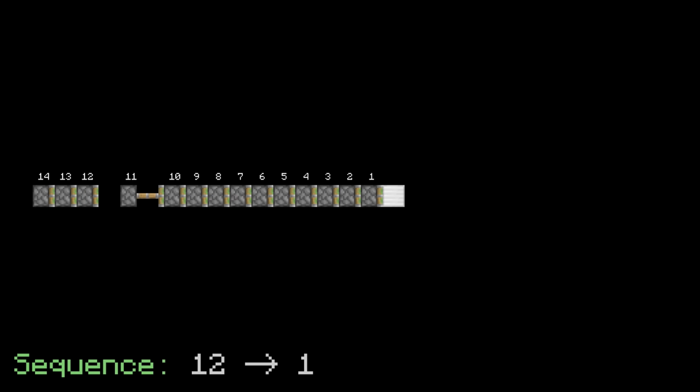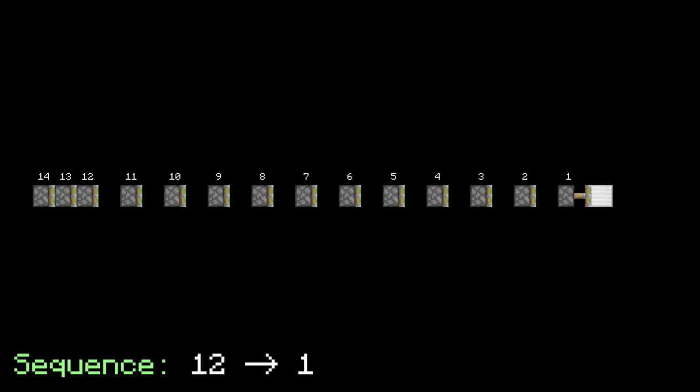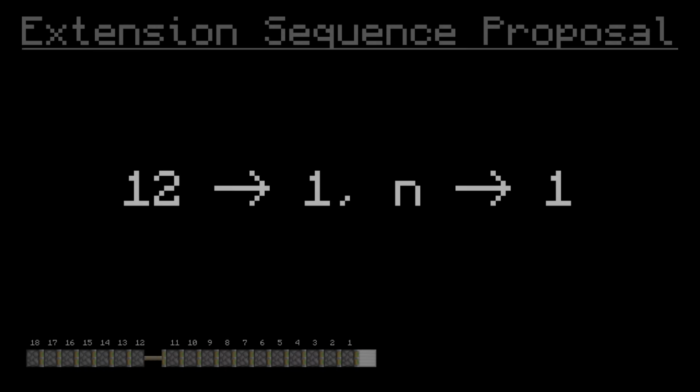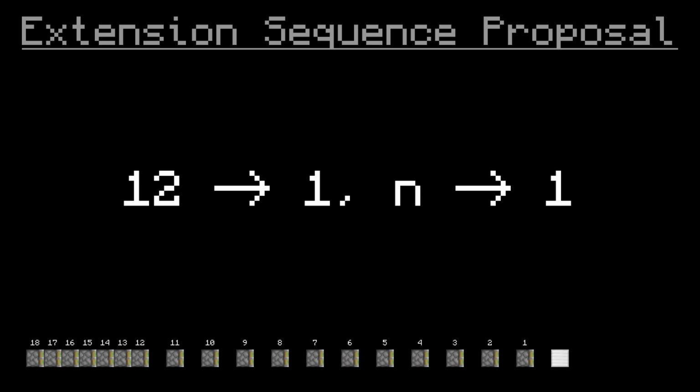Next, a 14-piston extender. Once again, I'll start the sequence with 12 to 1, and after that, we still have a clump in the back again. But we can push it all the way out by extending 14, 13, 12, all the way to 1. So it looks like the extension sequence for lengths greater than 12 is not too bad. We can just start off with 12 to 1, and then push out the remaining stuff with n to 1. Unfortunately though, this strategy is still not good enough.